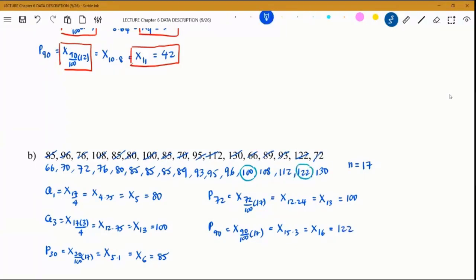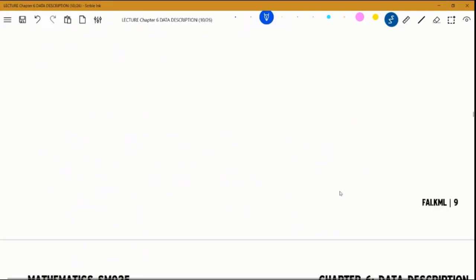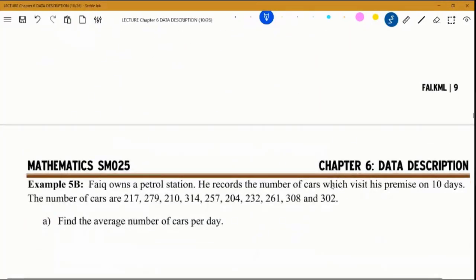Okay? So far so good everyone? Yes, Miss. Okay, so we will continue in the TO later. So saya nak kamu try dulu example 5B. Boleh? Example 5B. Okay, nanti kita akan bincang. Okay. Alright, so I will see you next lesson.